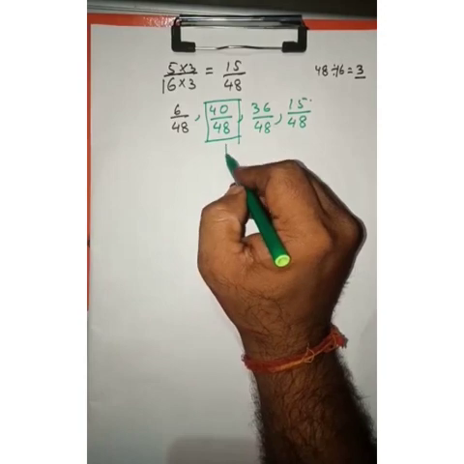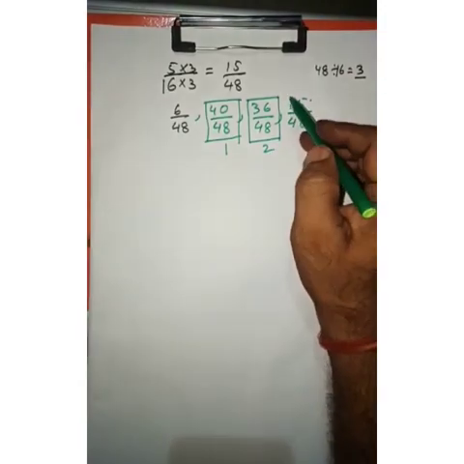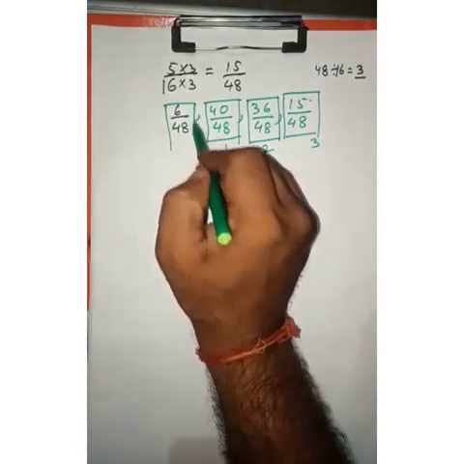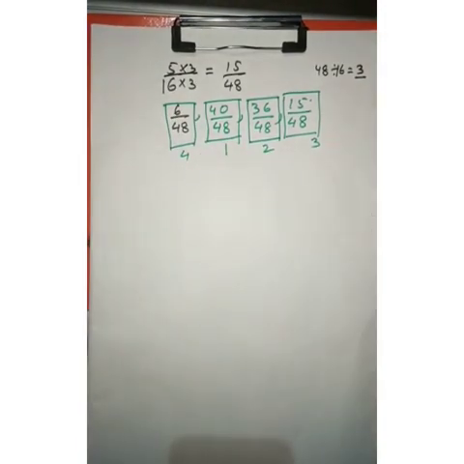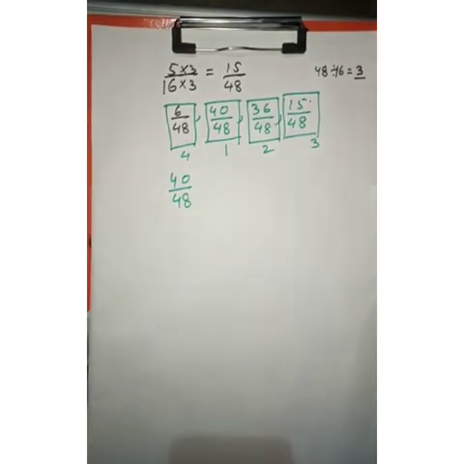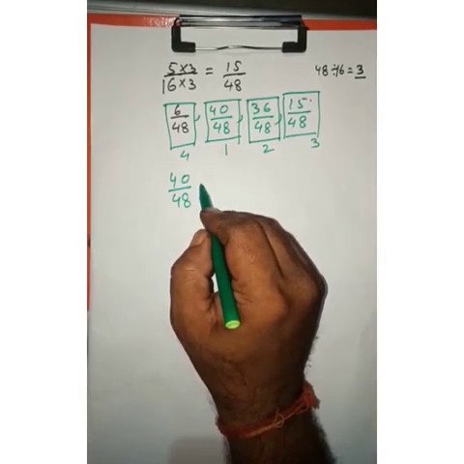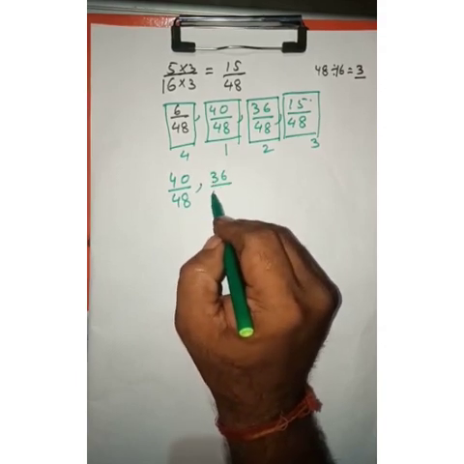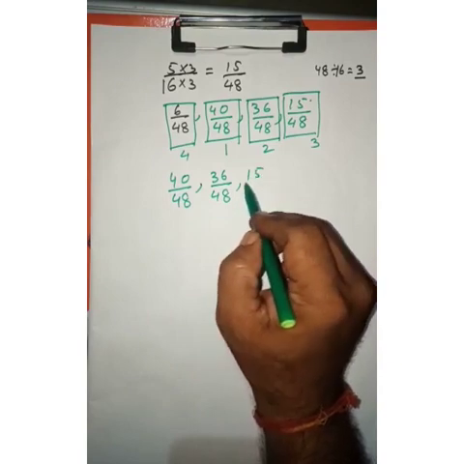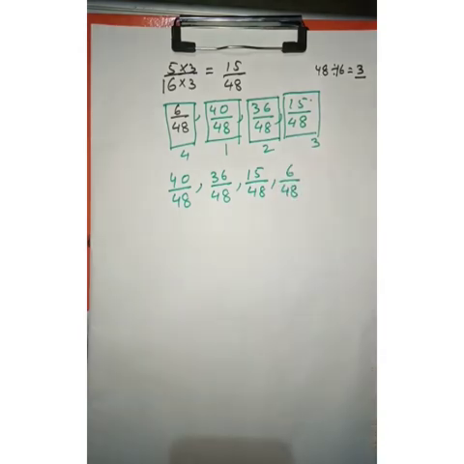Okay, the greatest value becomes first, mark it like this, and this becomes second, this becomes third, and this is last, fourth. Okay, so we can say 40 by 48 is greater than all the fractions. Okay student, 40 by 48 is the greatest fraction. Then comes 36 upon 48. Then comes 15 upon 48, and the last is 6 upon 48.